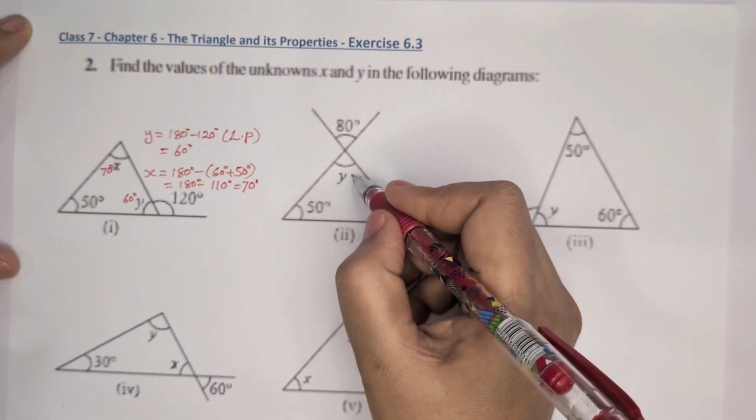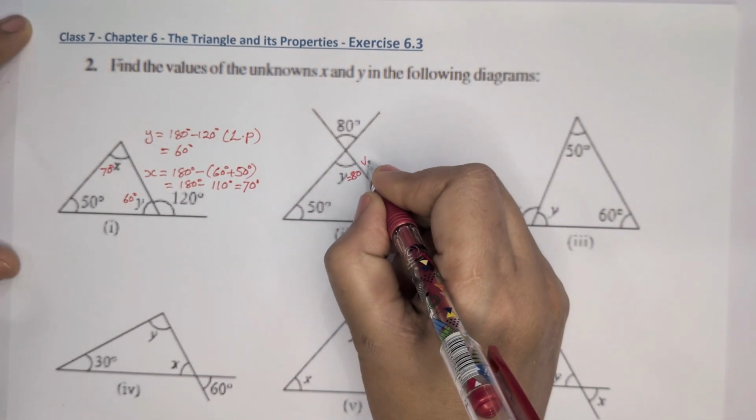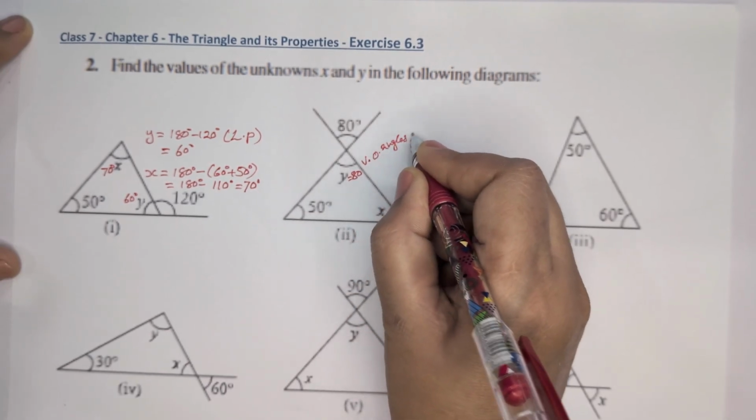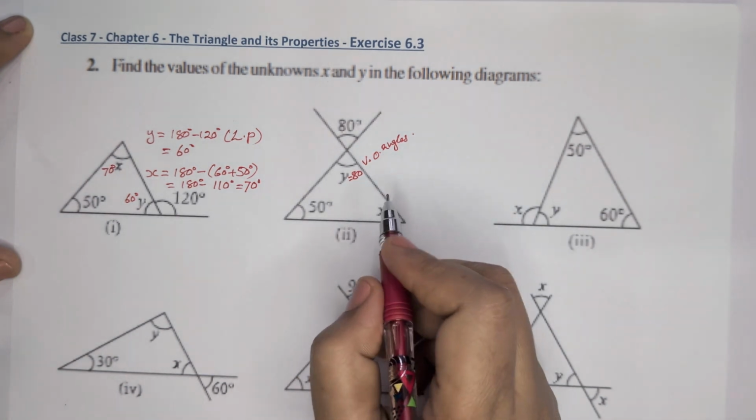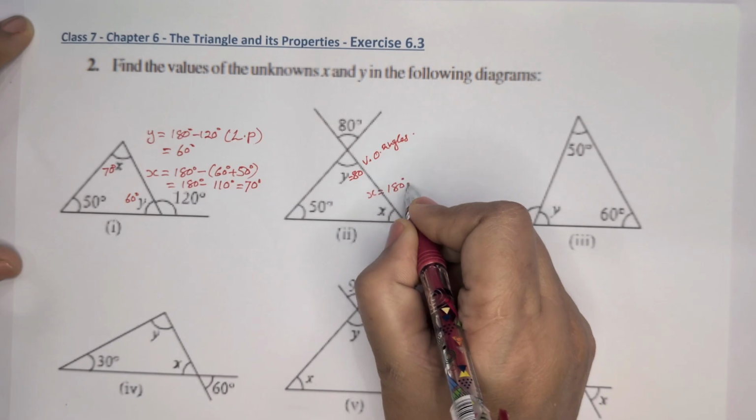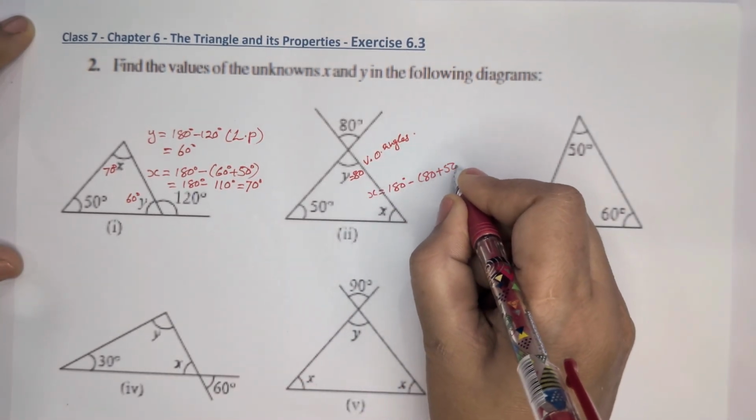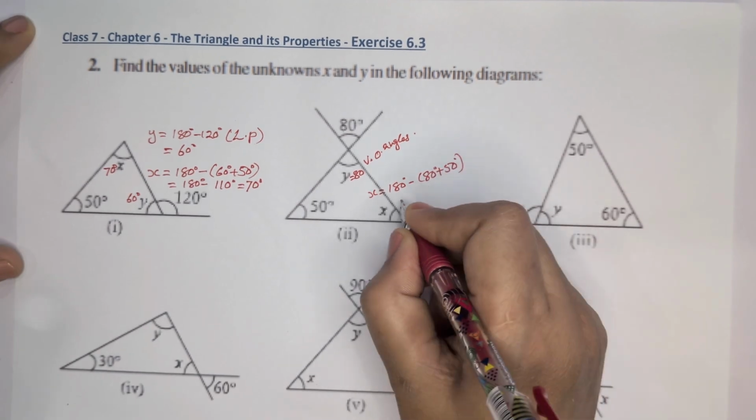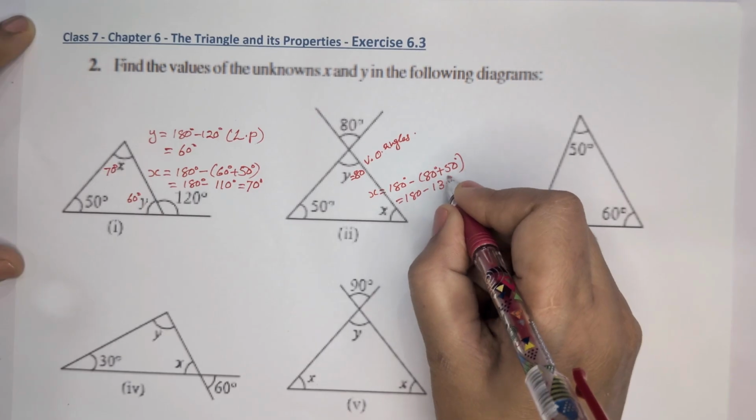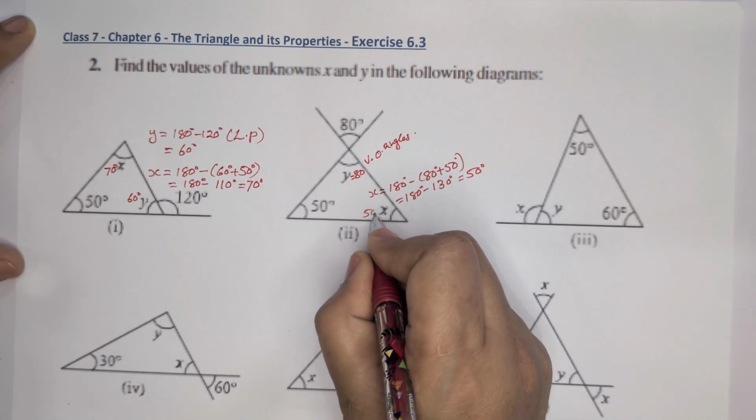Here y is equal to 80 degrees, vertically opposite angles. Vertically opposite angles. Now again x is equal to 180 minus 80 plus 50. This is equal to 180 minus 130 degrees, that is equal to 50 degrees. So x is equal to 50 degrees.